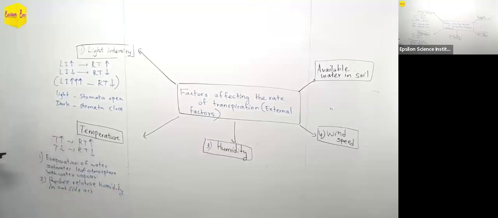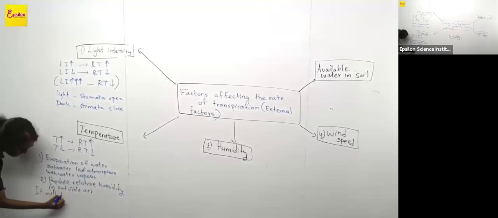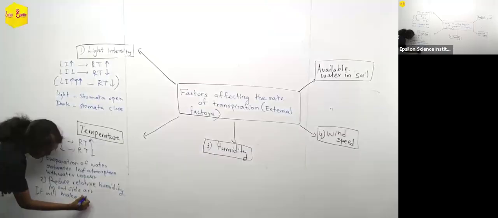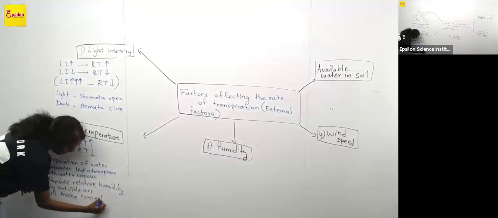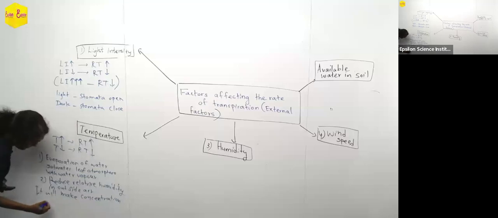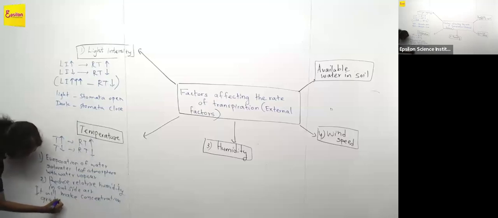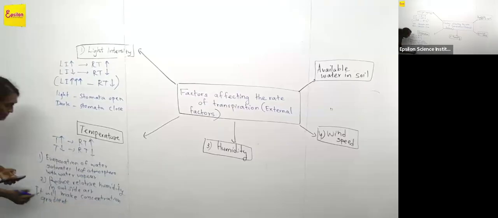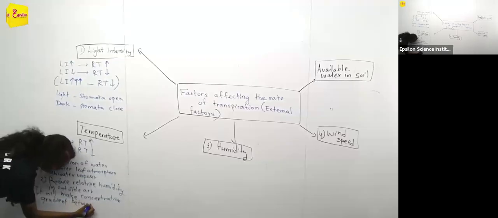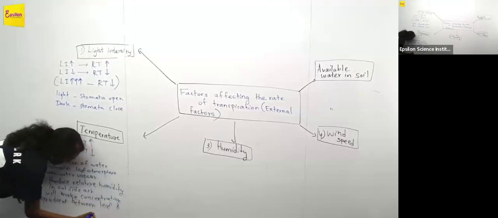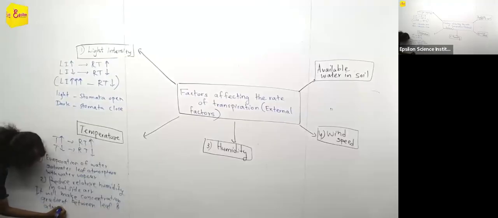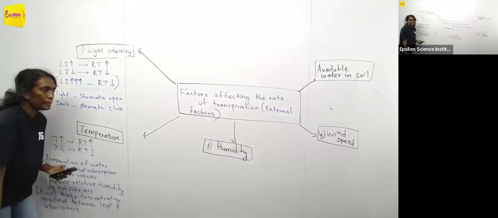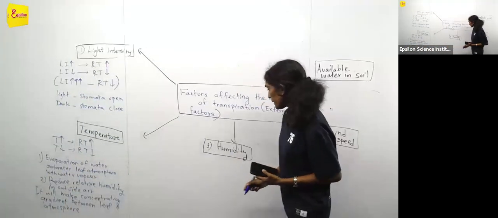Okay, because of these two reasons, what will happen? It will make a concentration gradient, no? Between what and what? Leaf and the atmosphere, no? That okay? Right.